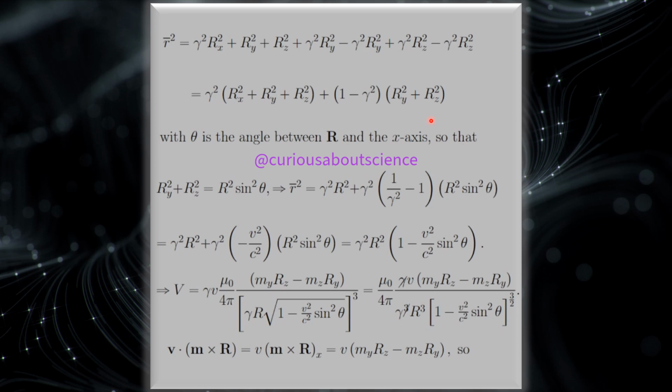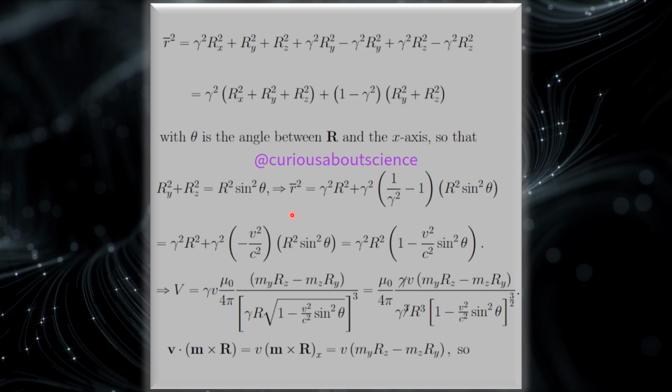So, moving forward then, if theta is the angle between R and the x-axis, so we can start writing things as dot products or cross products, then we see that R_y squared plus R_z squared is equal to R squared sine squared theta. Okay, so that being said, now we have more algebra work to do.